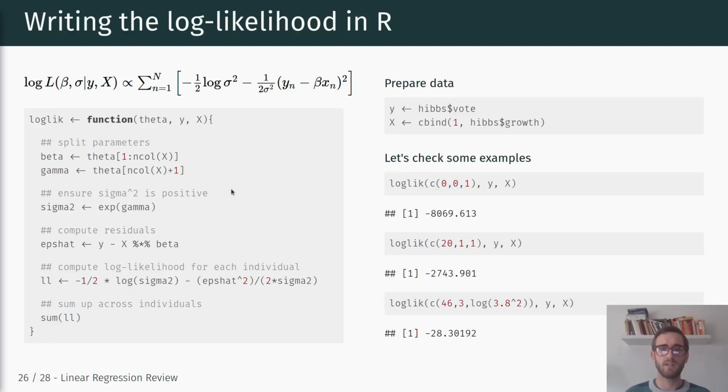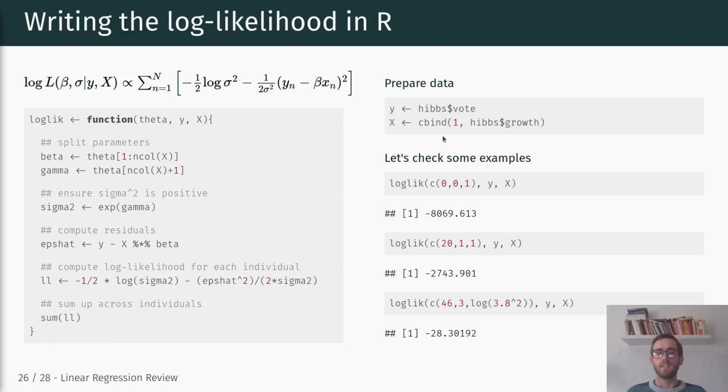So now, after setting up this log likelihood function, we can plug in different values of theta, which includes our regression coefficients and sigma, as well as our y and x, so our actually observed data. Again, we want to prepare our data by saving our dependent variable as y and our independent variable, including the constant, as x.